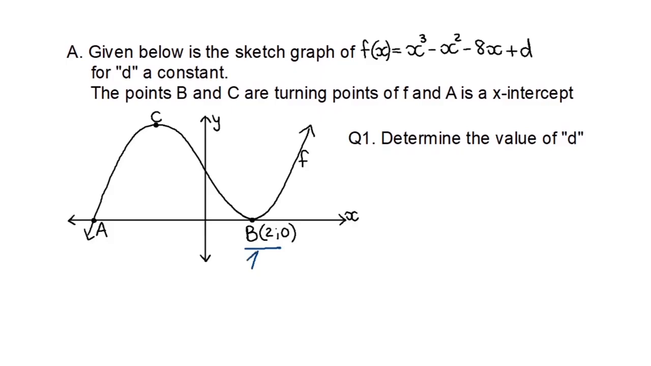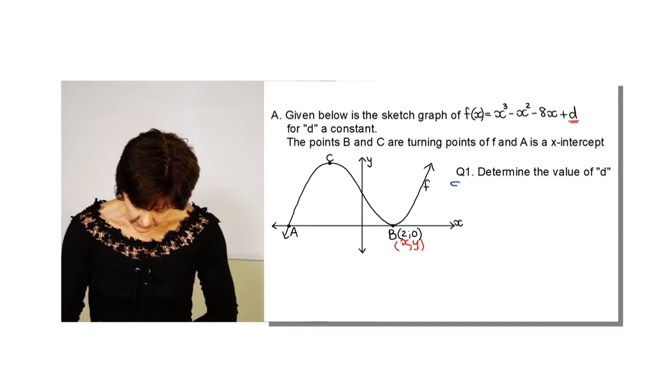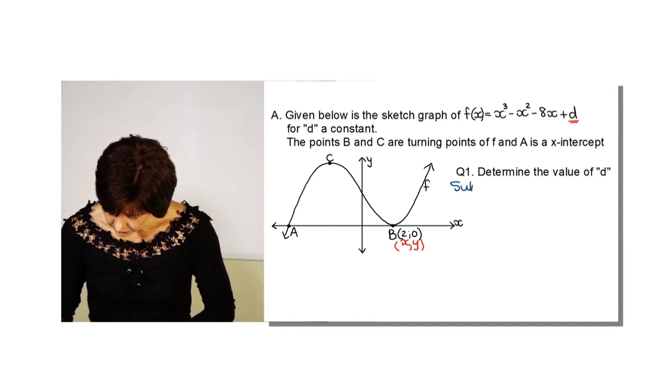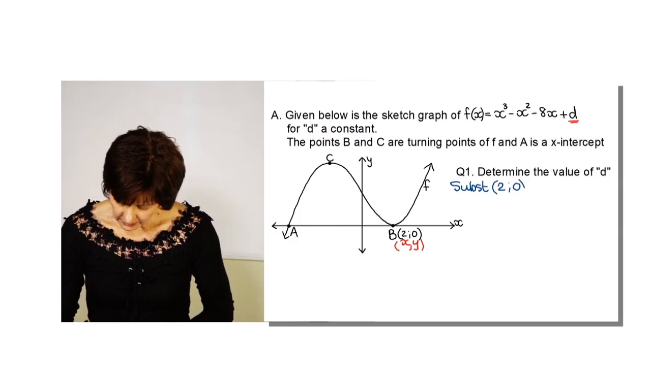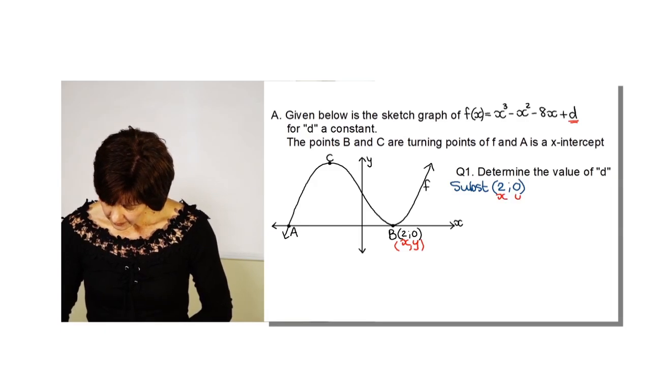The thing I know is I have a point that is lying on the graph, and if the point is lying on the graph, it means if I substitute it into the equation of the graph, it's going to make the equation true. So this point has an x value and a y value, and if I replace the x and the y into the equation, everything will be replaced except the d, which is what I want to determine. So let's substitute the point 2, 0 into the f of x, because it's lying on the graph. In other words, I've got an x value and a y value.